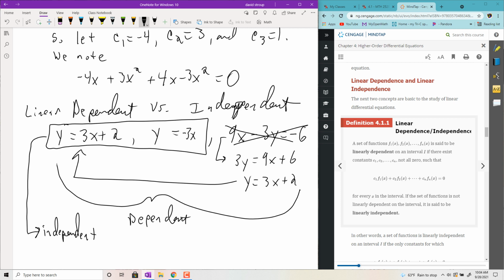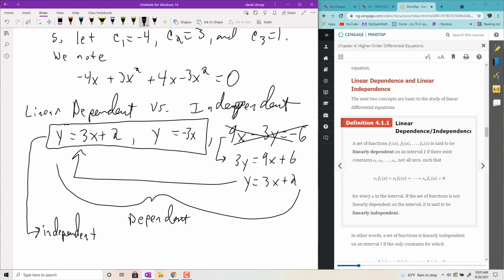So you'll be given these sets of functions. You want to figure out if they're independent or dependent. If they're independent, you can use them to form your general solution. If they're dependent, you need to kick out a couple of these guys until you have an independent set of functions, and then you could do your general solution.